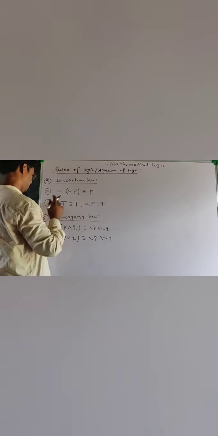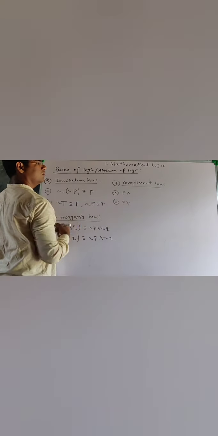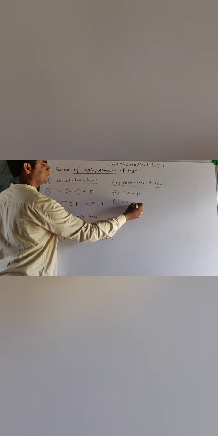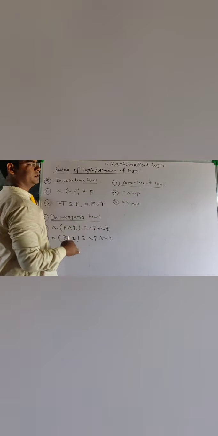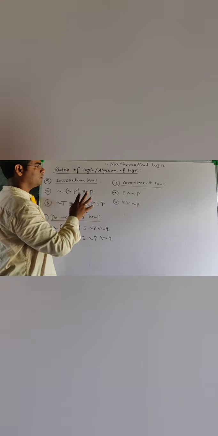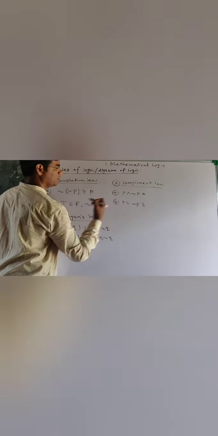Next law is what? Seventh law, complement law. So how to identify complement law? One statement and/or negation of that statement. Complement law means any statement and any statement or negation of that statement. So if you have a statement and/or negation of that statement, then the law used is known as what? Complement law.